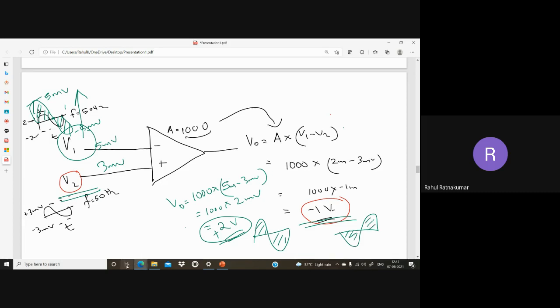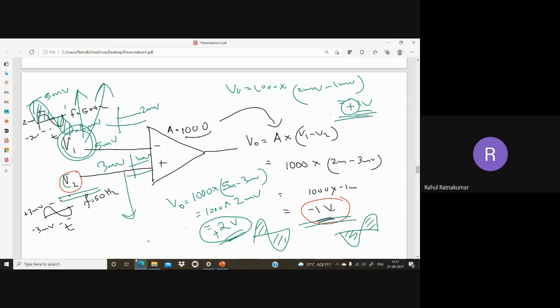Even if you give a DC voltage, it's no problem. Even if this is a constant DC of say 2 millivolt and this is a constant DC of 1 millivolt, here V2 is smaller and V1 is greater. So V output is equal to 1000 times V1 minus V2, which is 2 millivolt minus 1 millivolt, that is 1 volt. So still it is positive. So we can see whenever V1 is greater than V2, we have a positive voltage. Whenever V2 is greater than V1, we have a negative voltage. So this is the best example for a comparator, where we can compare my inputs V1 and V2.